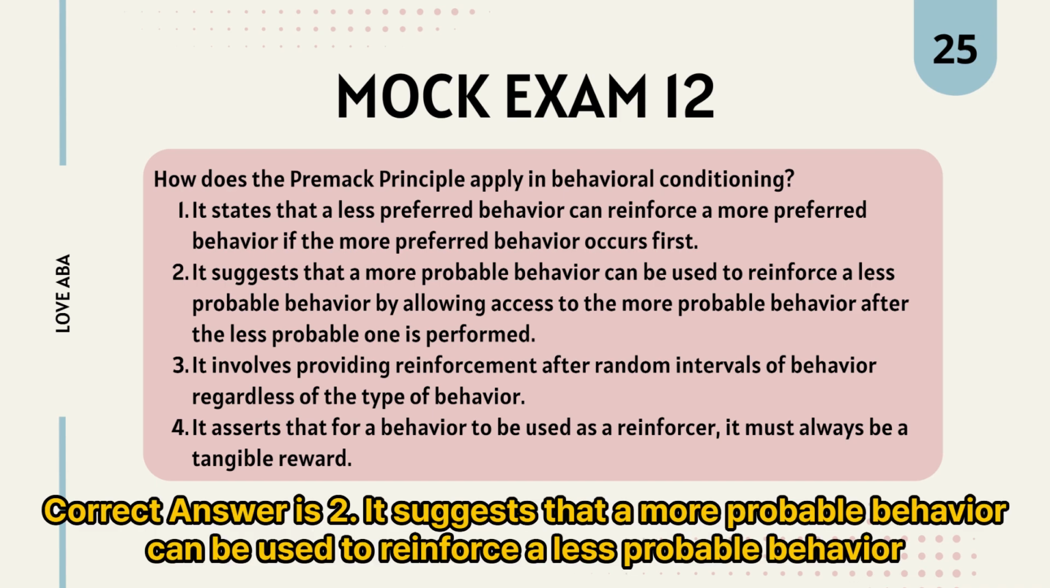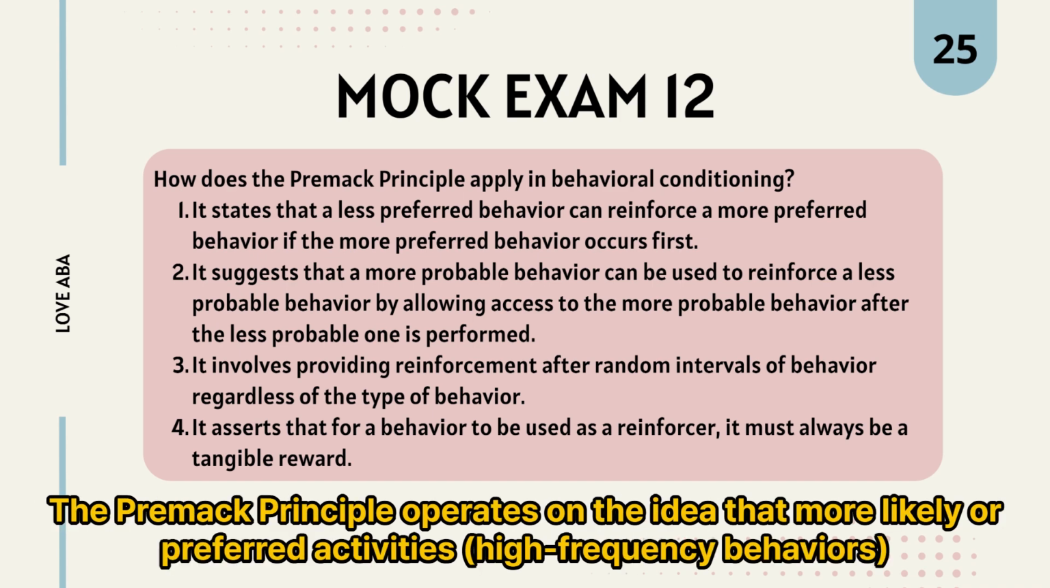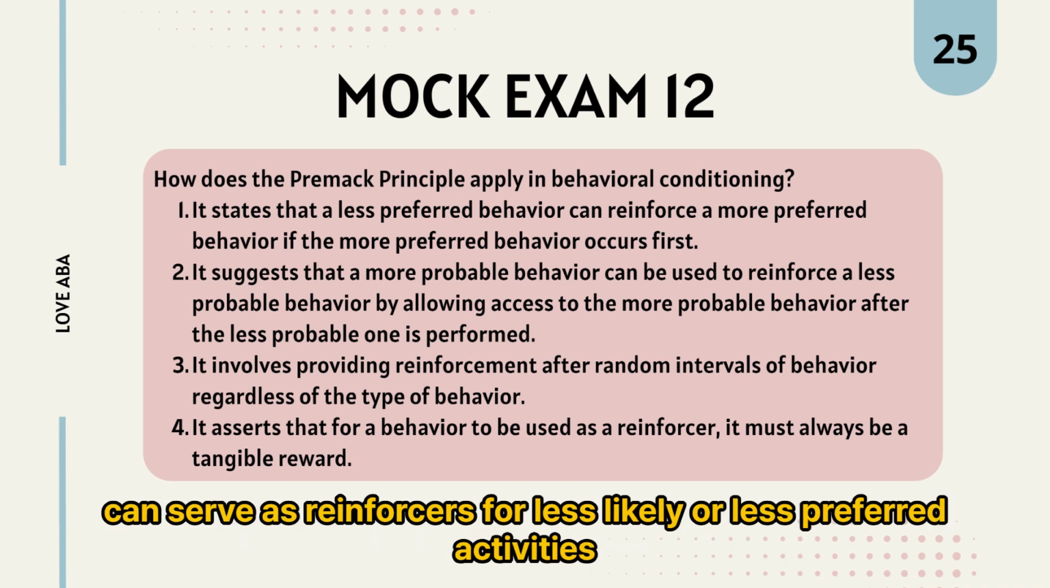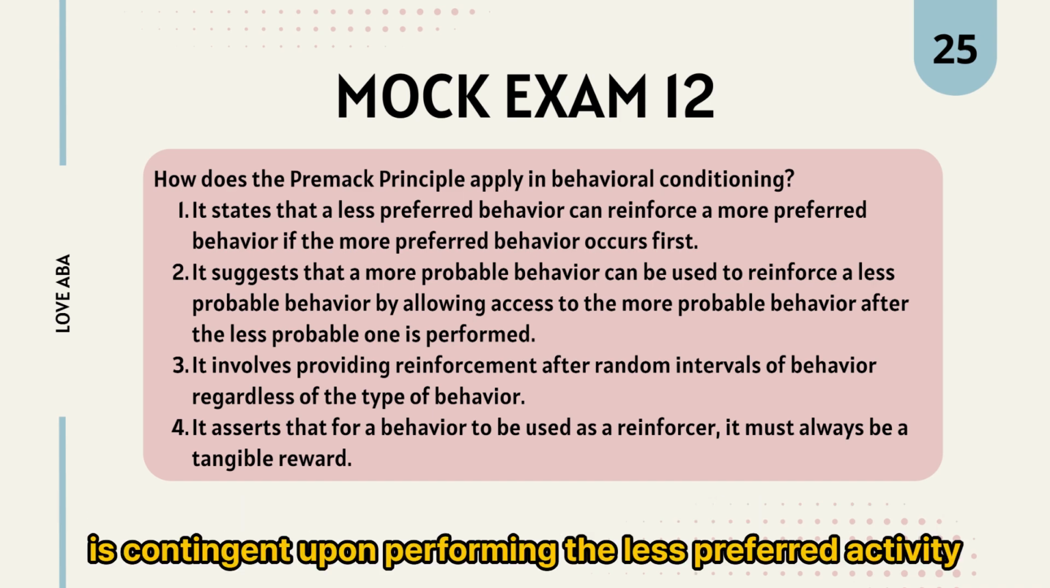Correct answer is 2. It suggests that a more probable behavior can be used to reinforce a less probable behavior by allowing access to the more probable behavior after the less probable one is performed. The Premack principle operates on the idea that more likely or preferred activities, high-frequency behaviors, can serve as reinforcers for less likely or less preferred activities, low-frequency behaviors, when access to the preferred activity is contingent upon performing the less preferred activity.